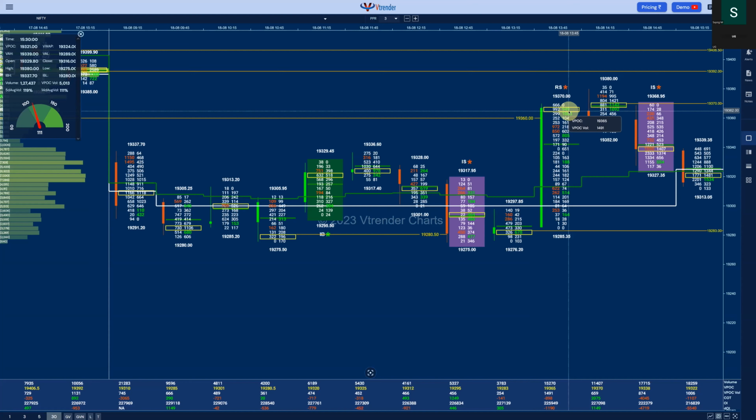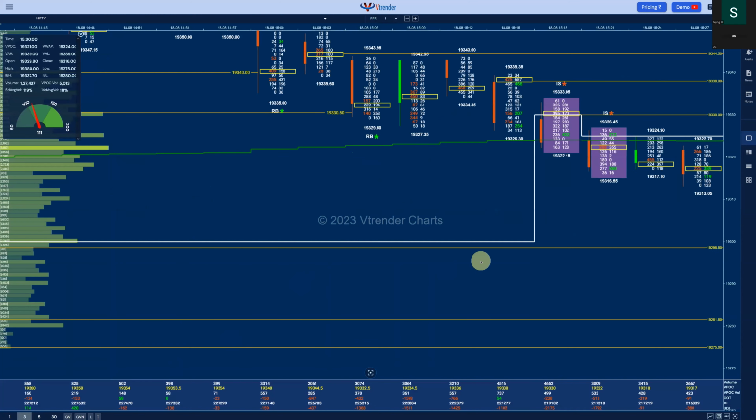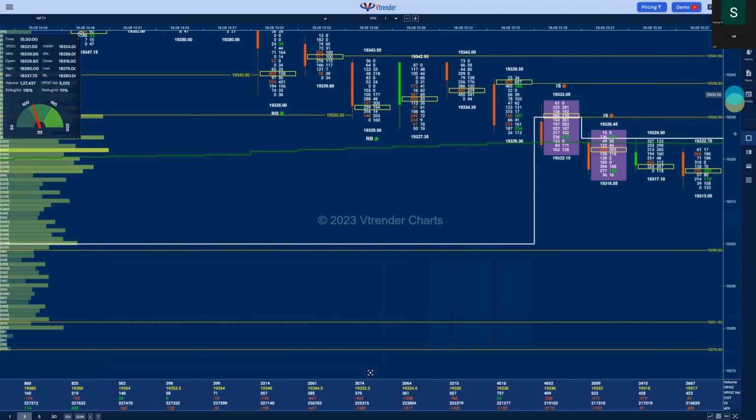But for now, what I want you to focus on in these charts is, if you're looking at a 3-minute bar, pay attention to the POC of the bar, where the largest volume of trade is happening, and try to find out if that trade is happening on the buy side or the sell side.